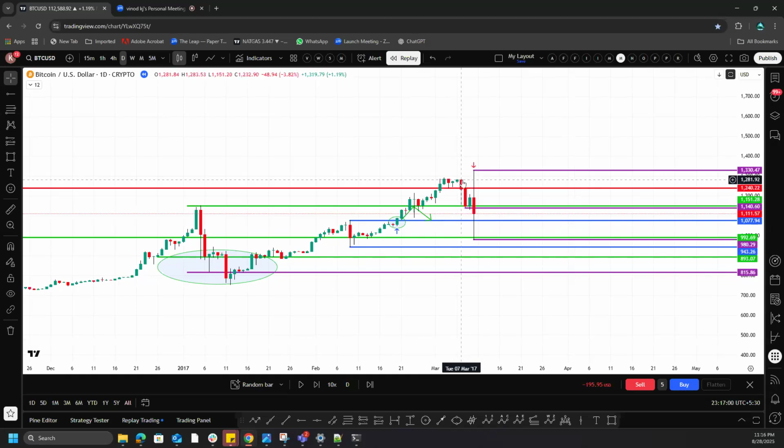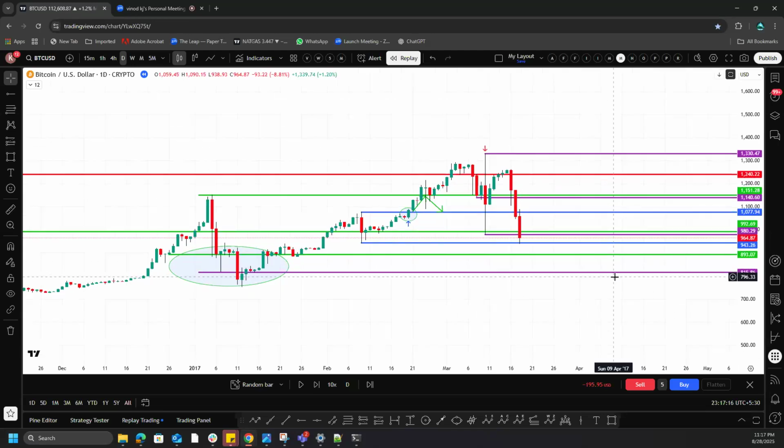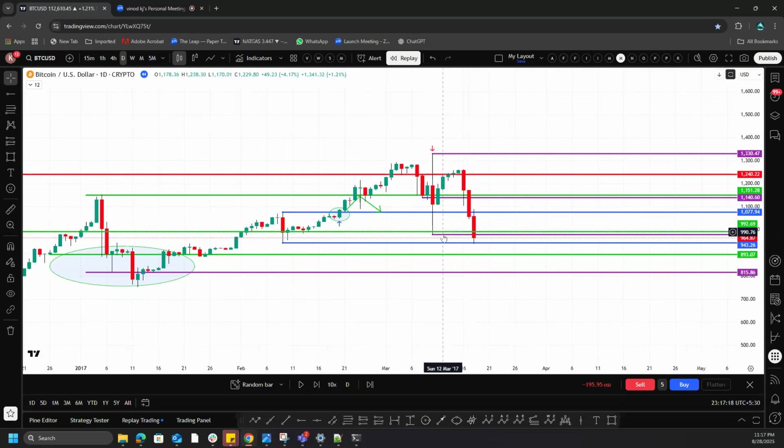So it's better to wait for this breakout. Okay, so let's see what happens. So now the price is in between this particular level. Yeah, somehow it is broken down. Okay, so now we have to see what exactly it is going to do on this particular level.